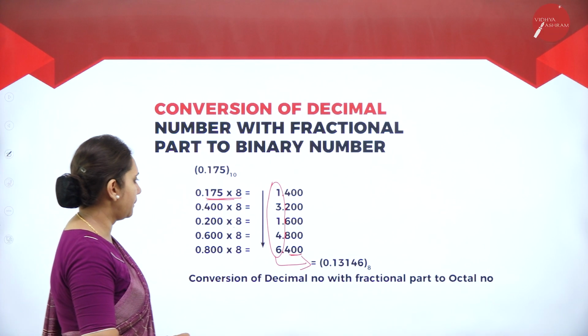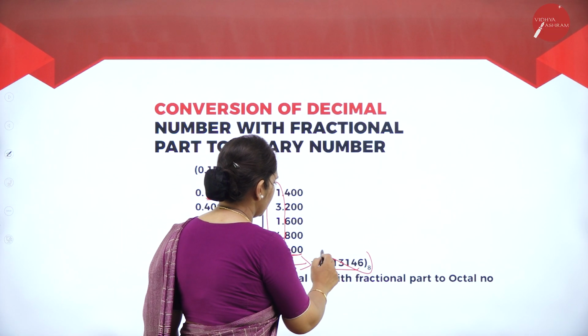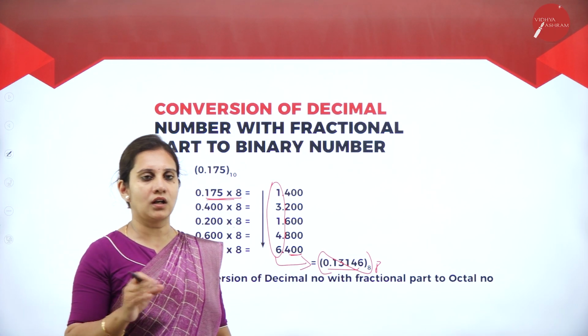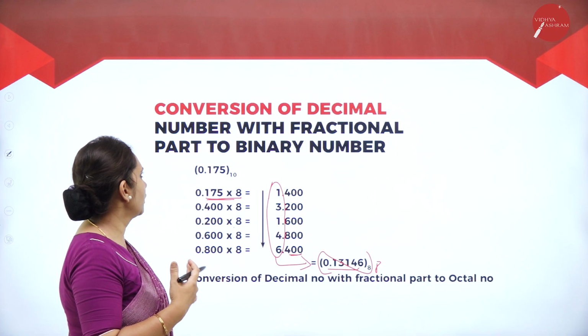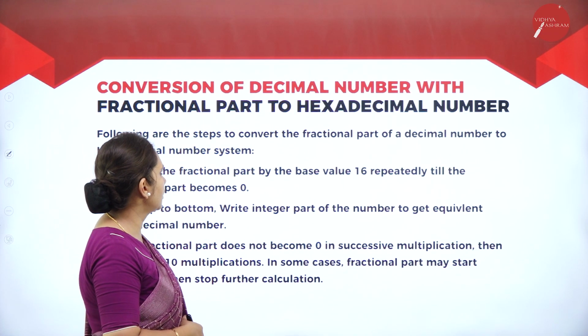The fractional part, you keep on writing 13146 to the base 8. That is the octal number conversion, the conversion of the decimal number's fractional part to the octal fractional part.